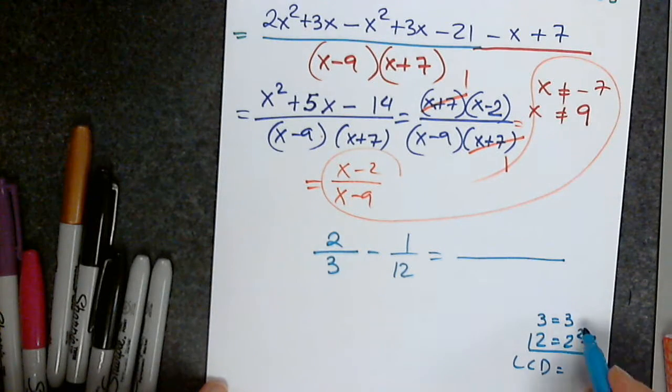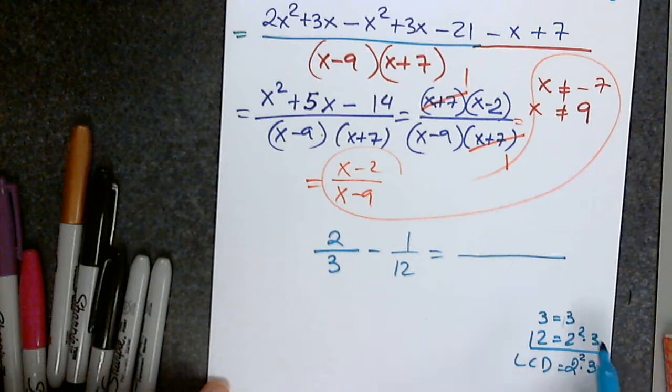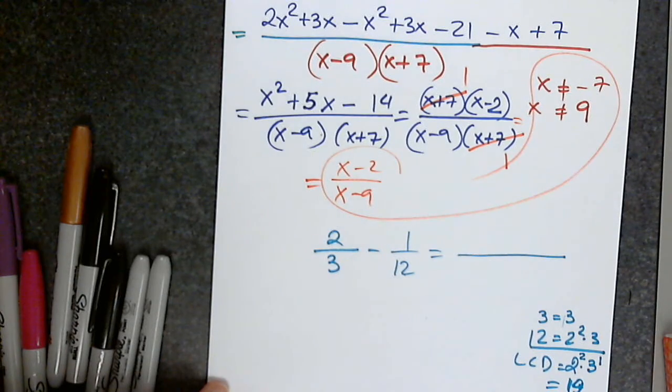So the LCD must have all different factors. Must have 2 and must have 3. But 2 has power 2. I have to keep it with the largest power. 3 has power 1. I have to keep it with the largest power. I'm not adding powers. And therefore, I do get 12 as we discussed.